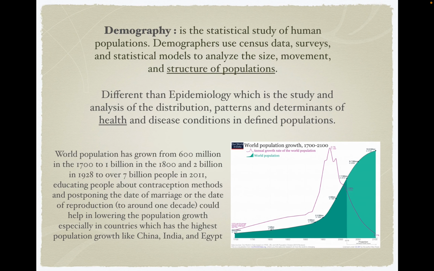The world population has grown, and if you want, you can see the world population clock on the internet, charted by countries if you'd like. From 600 million in the 700s to 1 billion in the 1800s, and 2 billion in 1929 during the Great Depression, to 7 billion people in 2011, and the bell rang to 8 billion people in late 2022. Educating people about contraceptive methods and postponing the date of marriage or the date of reproduction by around 1 decade could help in lowering the population growth, especially in countries which have the highest population growth like China, India, or maybe Egypt.